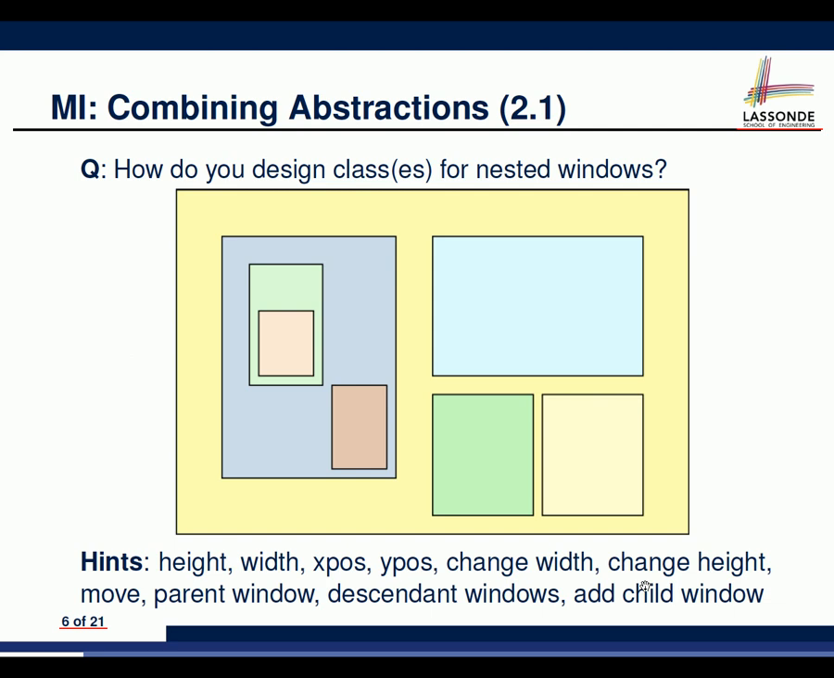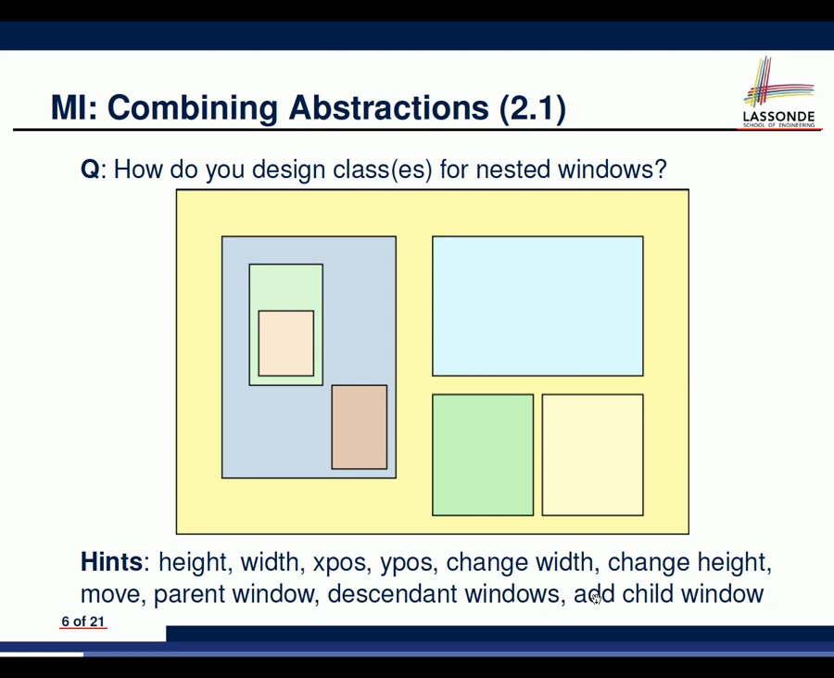For example, let's see this. If you see over here, starting from the heights, let me just move my cursor over here. Starting from the heights, height, width, x position, y position, change width, change heights, and move. All the features up to here kind of belong to the characteristics of a rectangle, right? What about the remaining features? The remaining features, getting the parent window, getting descendant windows, and adding a child window. Those features belong more to the concept of creating a tree structure for the window, right?